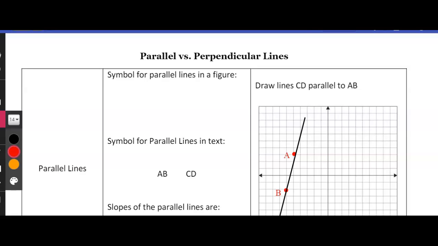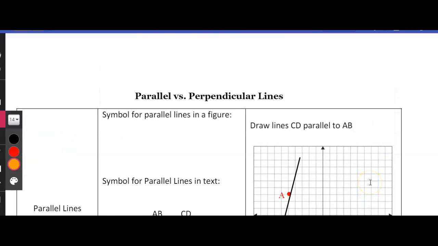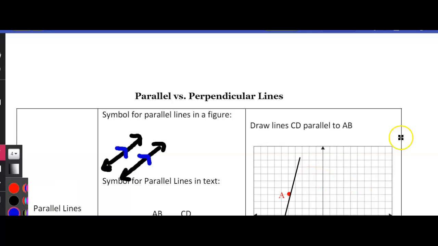So to back up to the basics though, hopefully you remember that parallel lines are two lines, and remember lines can go in the same direction or in the other direction forever and ever and ever. That's why we have the arrows. But if they're parallel, that means they're going in the same exact direction and they're never going to cross each other. They're just going to always run side by side. So these little markings just mean that they're going in the same direction. They will never intersect or cross.